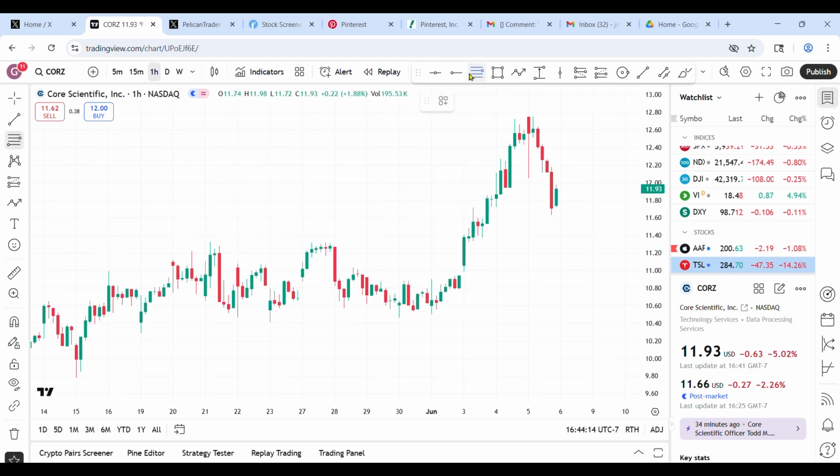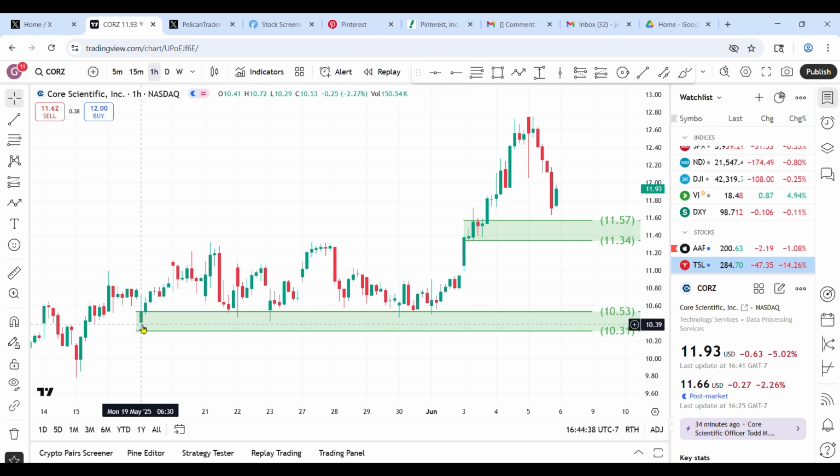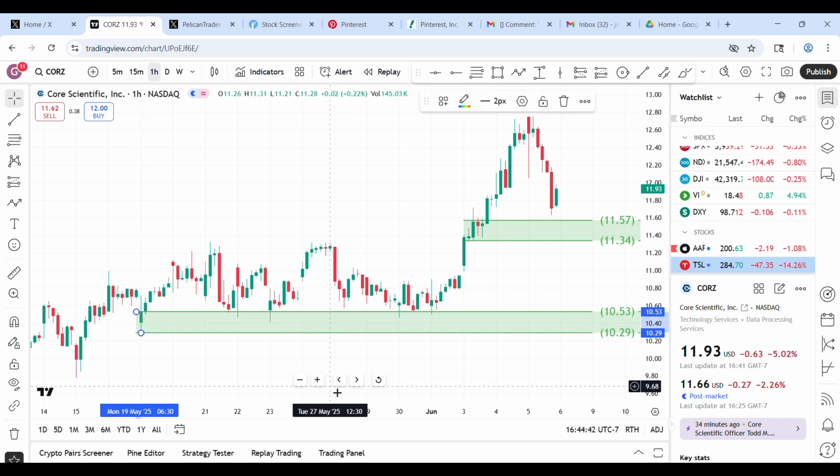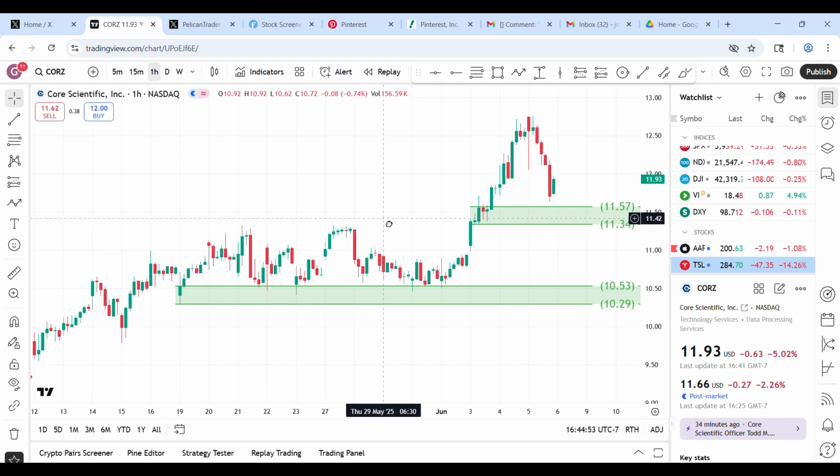So there is a support level right here in the 1157 to 1134 price range. There's another support level below that right here in the 1053 to 1029 price range. So two support levels to consider, once again, for either a quick bounce trade or for a lower entry price for a longer term position.